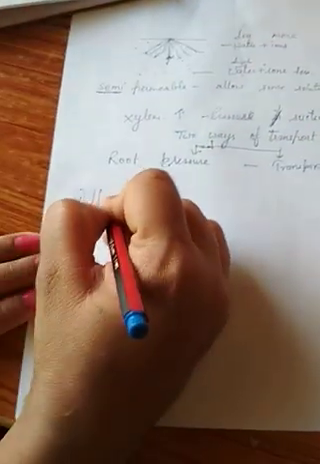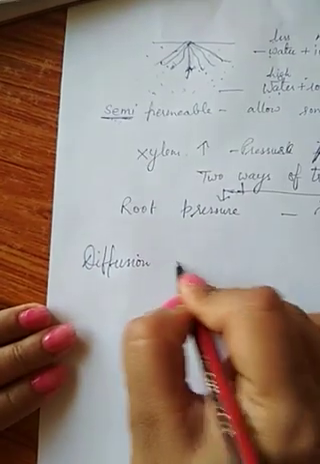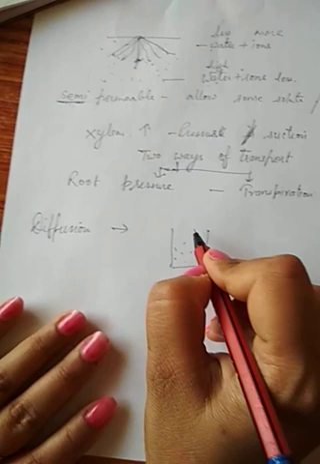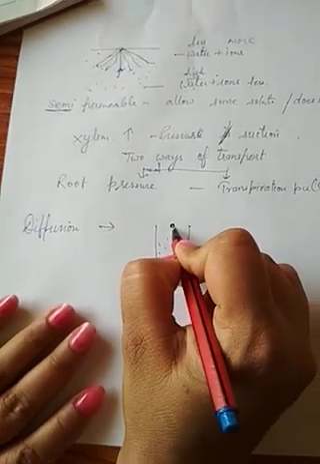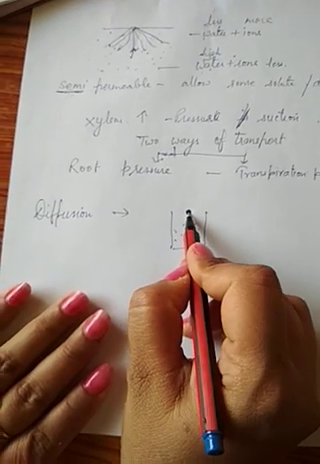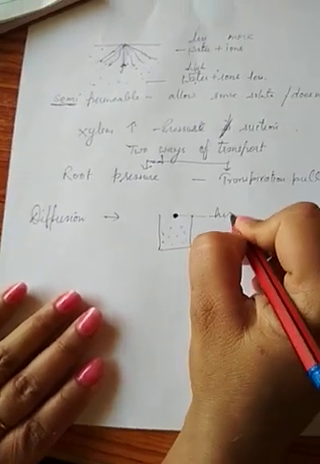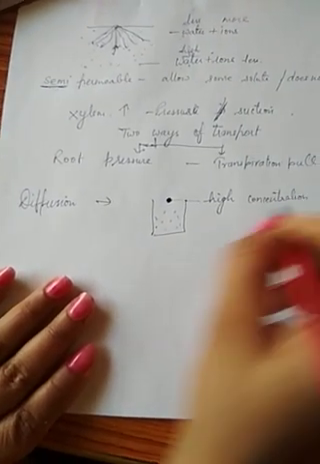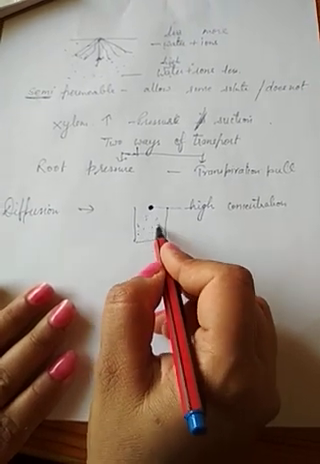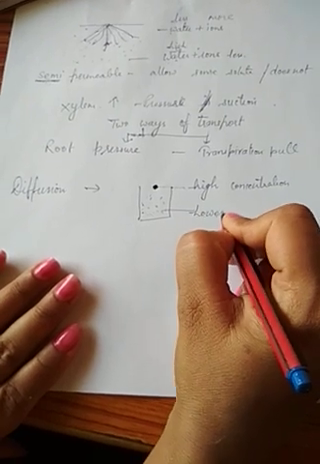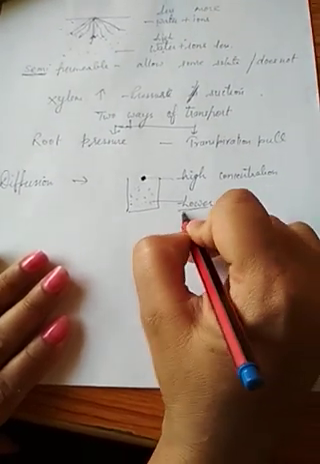Now the next process is called diffusion. What is diffusion? For that I will give you one example. Suppose you have taken one beaker filled with water and we have added one drop of any color. Here, when we have added one drop of that color, at the drop the concentration is high. The color is high at that place. Now slowly the color will get mixed with the water. So here we can say the concentration of that color is lower.